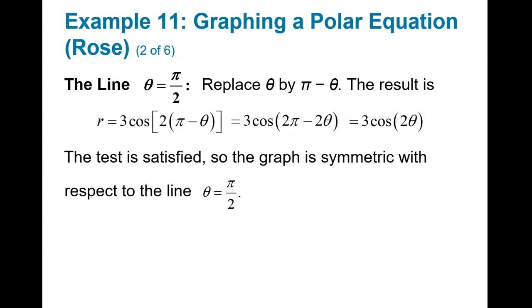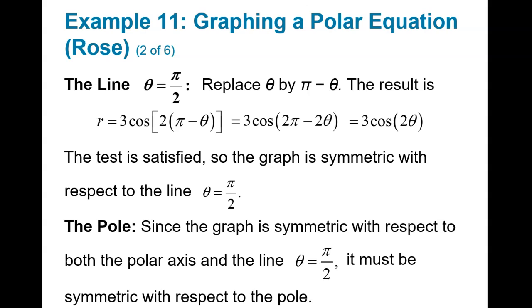And because I have y-axis symmetry and x-axis symmetry, because I passed these two tests, I don't even need to do the third test. Because we have those first two symmetries, we automatically get polar symmetry. And what that means is, if I have a point, I go through the origin, I come out the other side, I'll be the same.